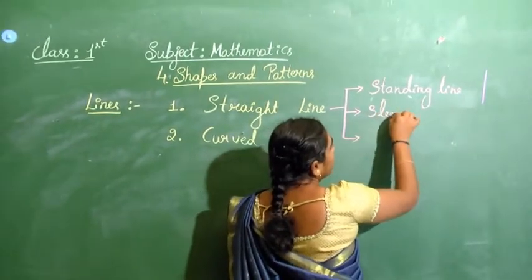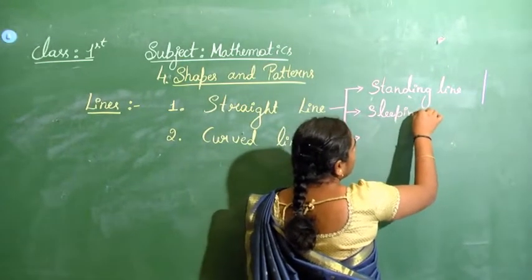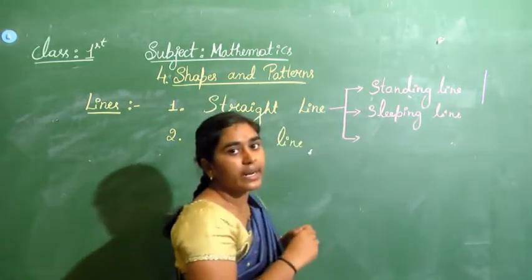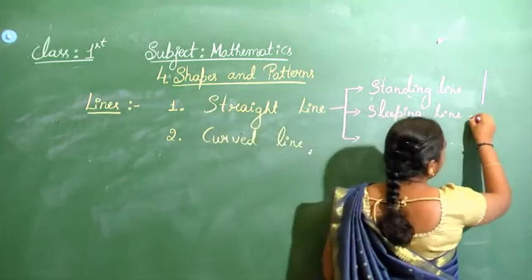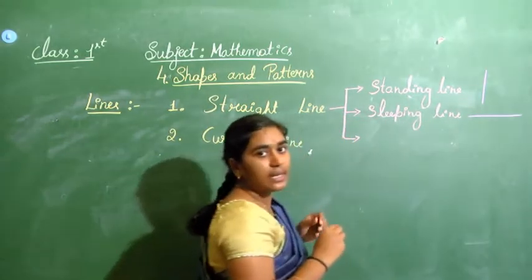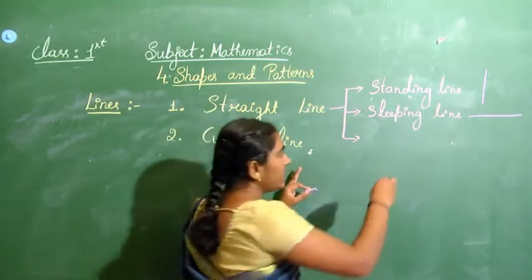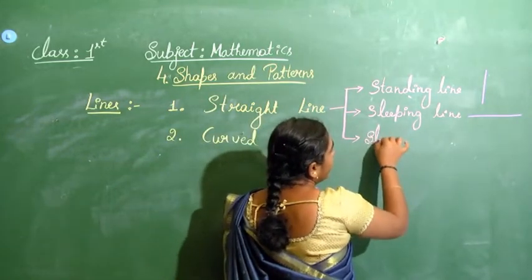What is the second type? We will write sleeping line. How do we sleep? We sleep on a bed, right? Here also the line is sleeping. That is a sleeping line. Can you identify which one is the third one? Next one is the slanting line.